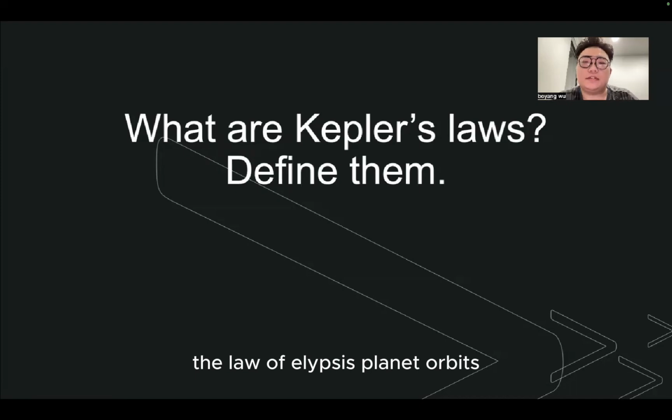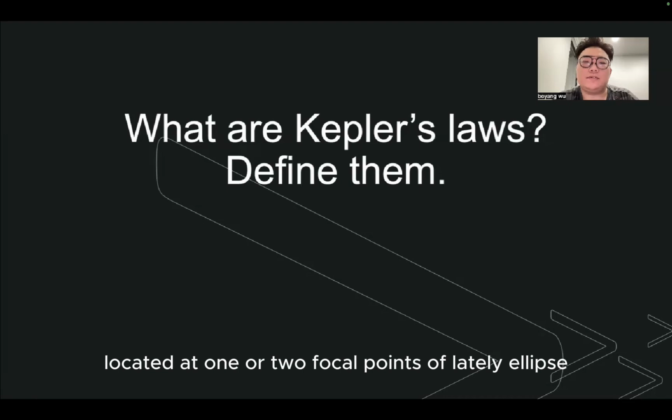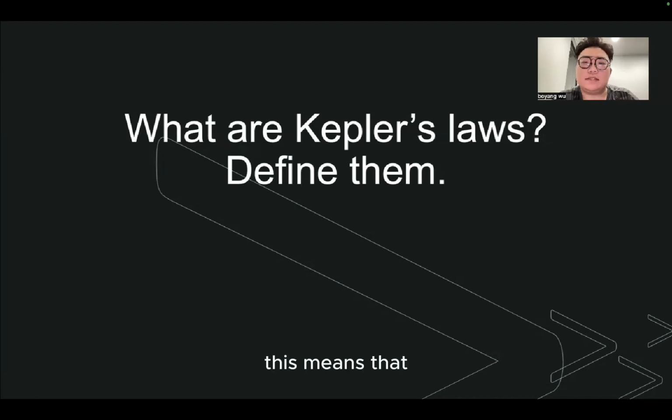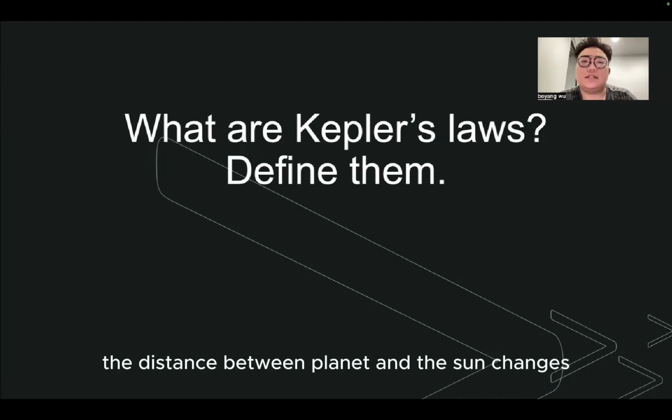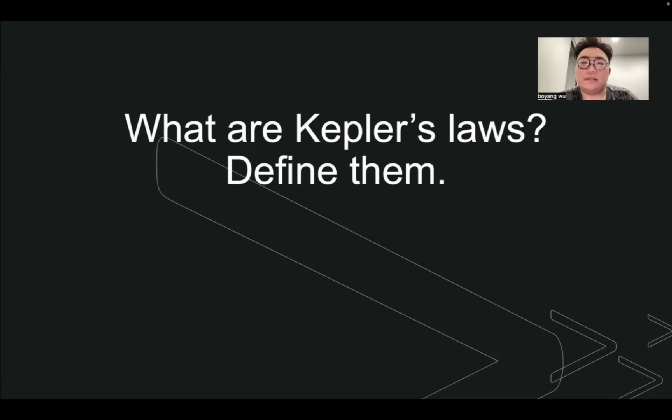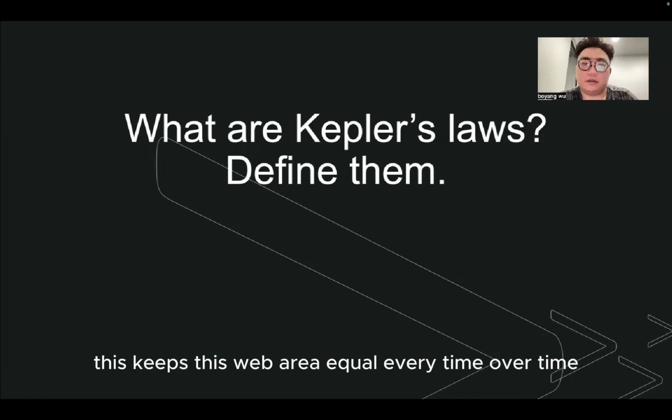A planet orbits the Sun in an elliptical path, with the Sun located at one of the two focal points of the ellipse. This means that the distance between a planet and the Sun changes as it orbits. The second law is the law of equal areas. As a planet moves around its orbit, it sweeps out equal areas in equal times. This means that when a planet is closer to the Sun, it moves faster, and when it's farther away, it moves slower. This keeps the swept area equal over time.